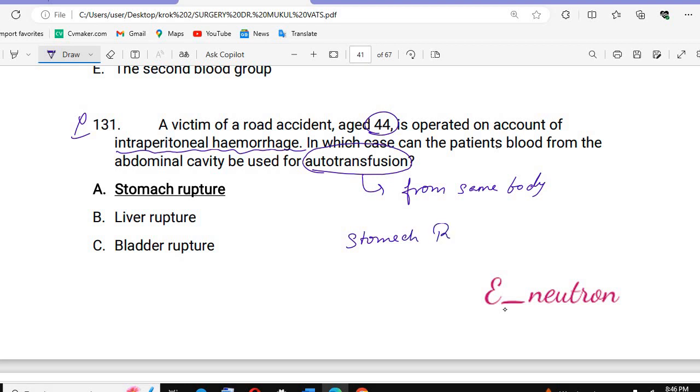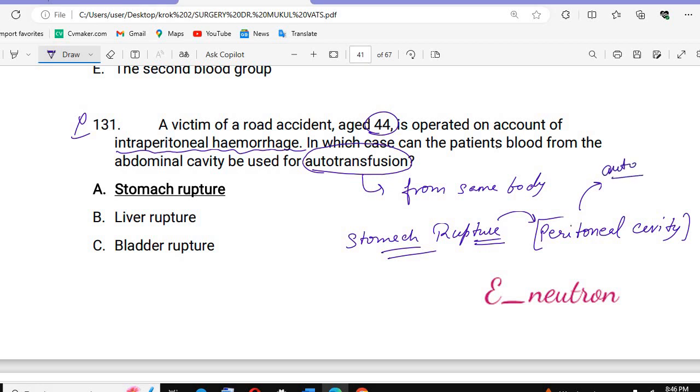according to this question, though I think this should not be in the final exam, if there is a stomach rupture, what will happen? That will be stored in the peritoneal cavity, and this will be free from bacteria. That's why I think we can choose this blood as the autotransfusion blood.